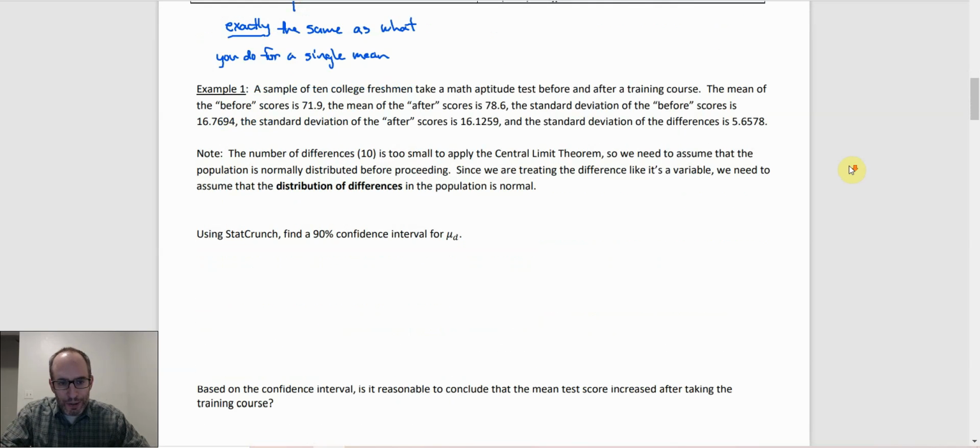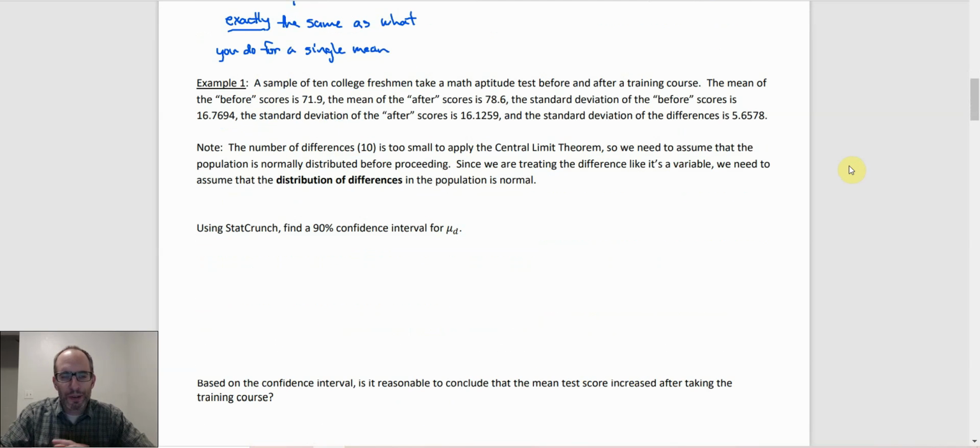All right, so this first example says 10 college freshmen take a math aptitude test before and after a training course. See, this is what I'm talking about. This is usually what you get, some kind of before and after. That's the most common scenario where you'd have paired data. The mean of the before scores is 71.9, the mean of the after scores is 78.6. And then we have the standard deviation of before scores, after scores, and differences.